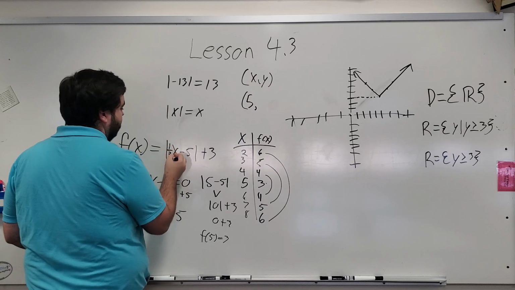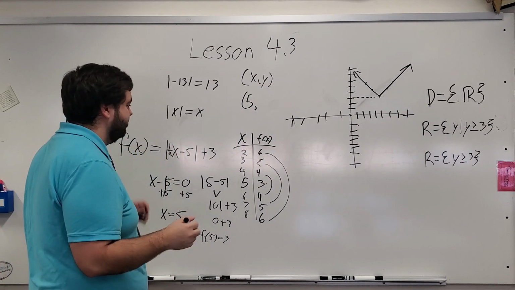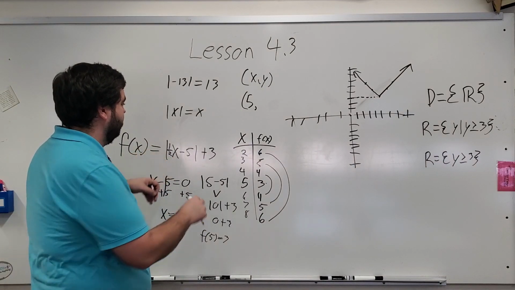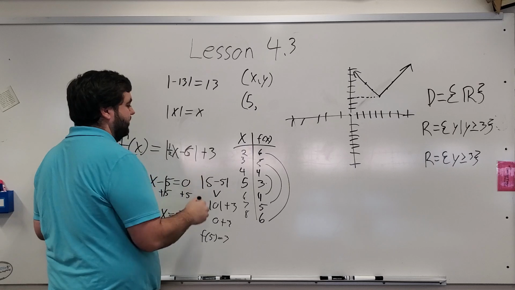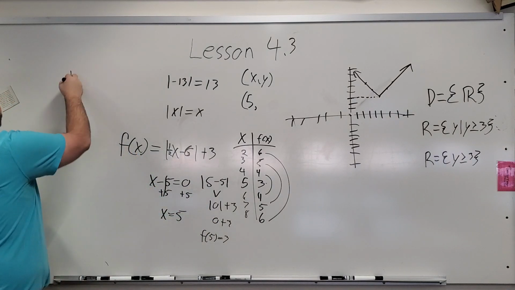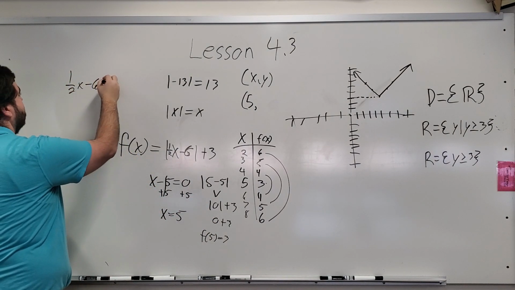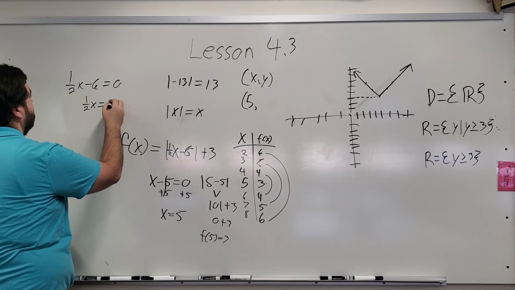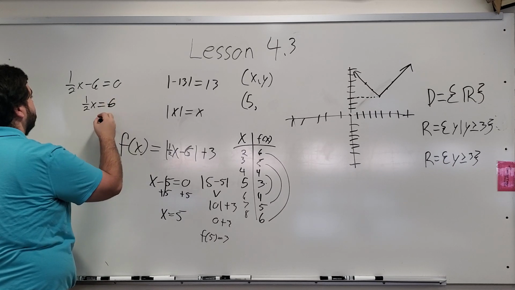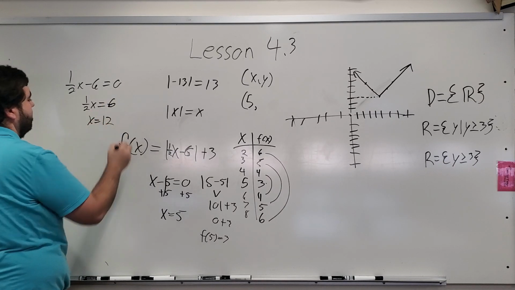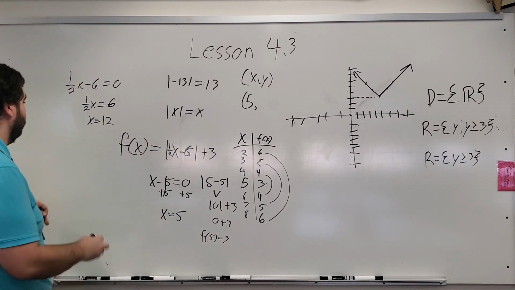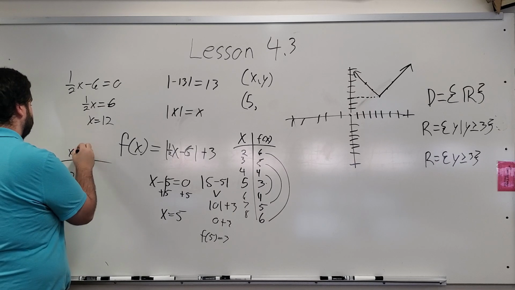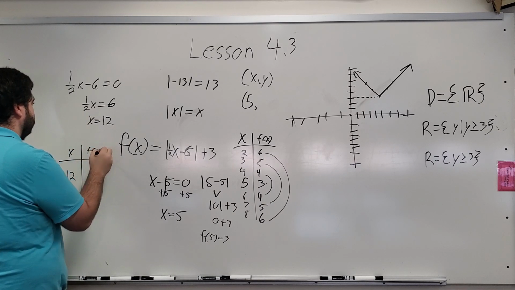I don't know, 1/2 x minus 5, okay? Let's make it 1/2 x minus 6, all right? Just so it works out. So 1/2 x minus 6 equals 0, 1/2 x equals 6, x equals 12. I guess I could have left it as 5, it would have been 10. So anyway, I got 12 for my x, my f of x.